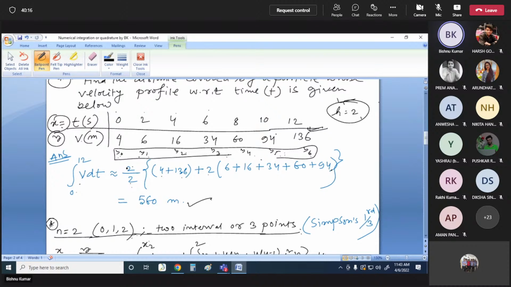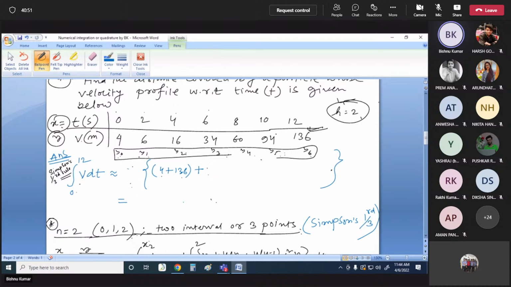Outside h by 3. What is h? H is 2. Outside h by 3. Composite formula you have to remember. Again, I am telling you this formula: h by 3, first point plus last point, that is already written. In every formula you have first value plus last value, you have to write first. I have written it in this way so that you may be able to remember.